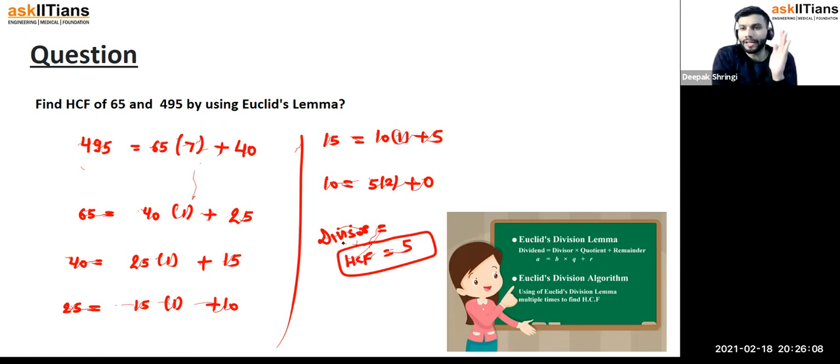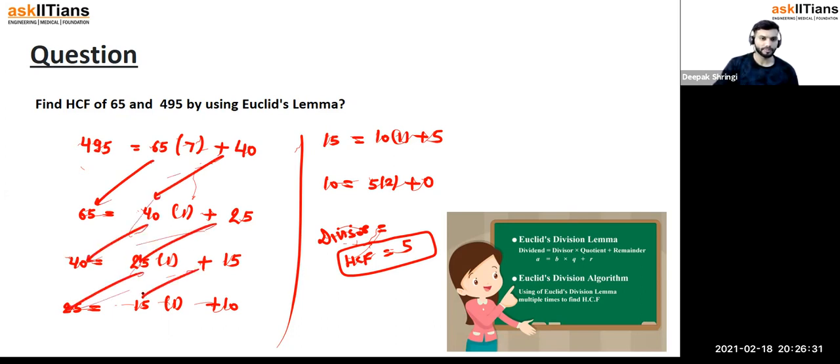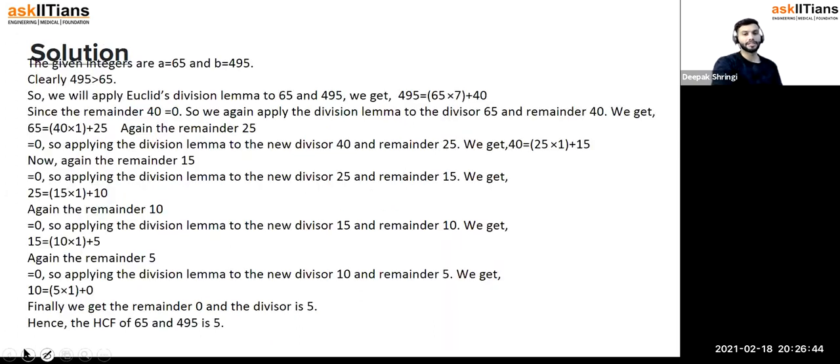First of all, we are dividing 495 by 65, and we are writing that 495 equals 65 into 7 plus 40. Then 65, earlier it was the divisor, now it would become the dividend. And 40 was the remainder, it would become the divisor. Every step the same thing happens. Every time in the next step, your divisor will become the dividend and your remainder will become the divisor, right everyone? And by that, you are getting the HCF as 5, right?